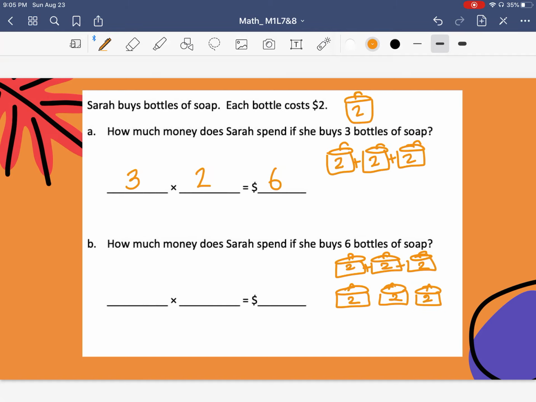Now, what is the total amount of money she spent? She bought 6 bottles, where each one is $2. So in total, she spent $12.